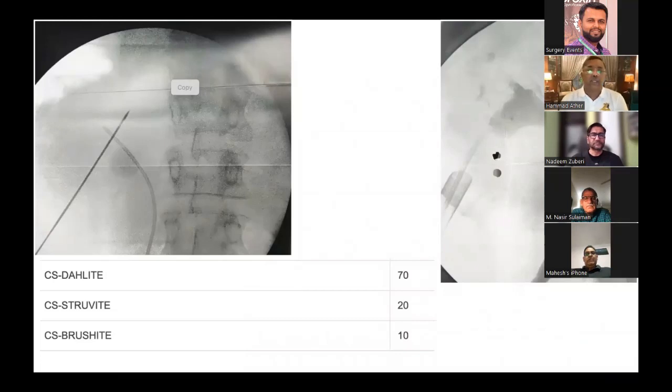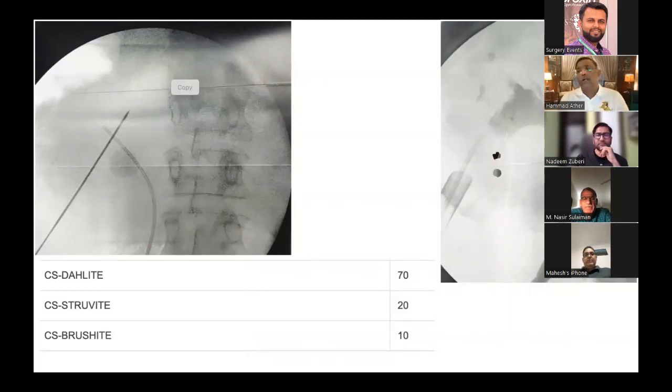I think we need to have a little discussion on this. She had dahllite 70%, struvite, and brushite. So we know that both dahllite and brushite are variants of carbonate apatite stones with calcium phosphate as a major component, and struvite is magnesium ammonium phosphate. And all these three types of stones probably require some form of long-term treatment and follow-up.